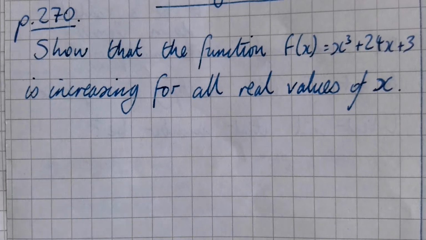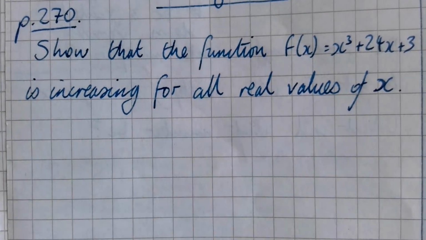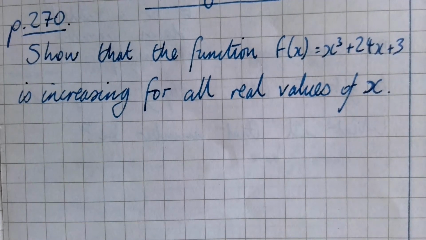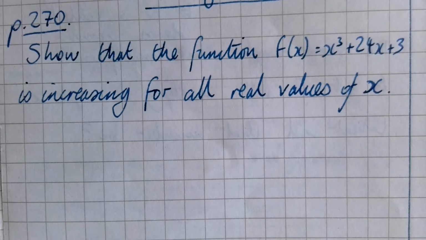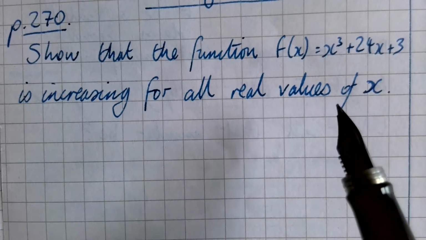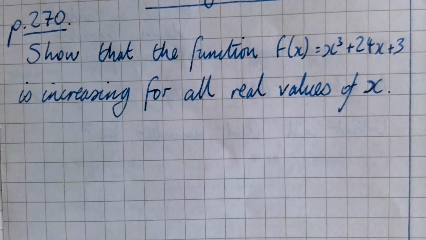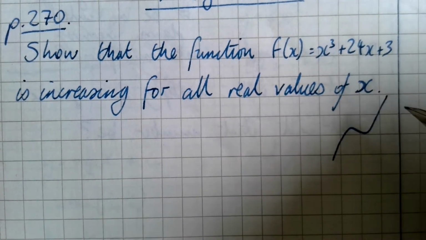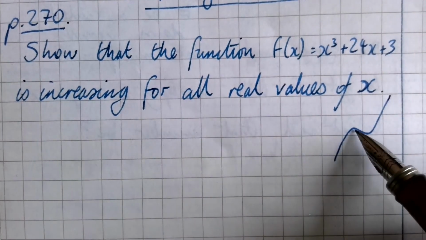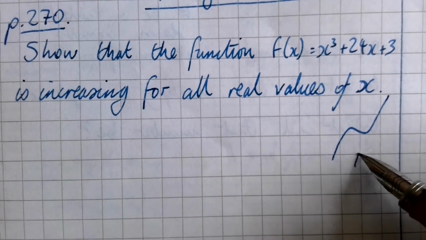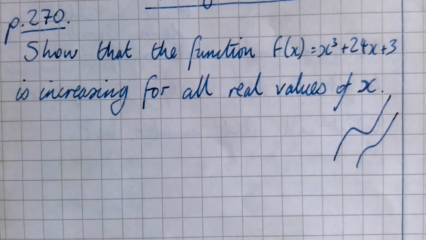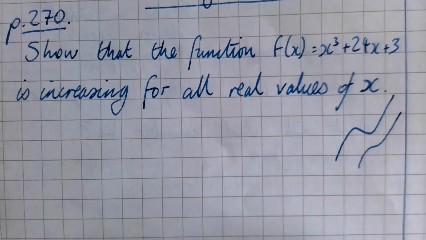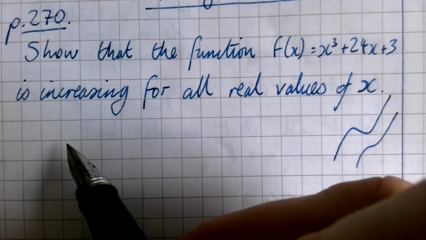Right, here's today's first example. Show that the function of x equals x cubed plus 24x plus 3 is increasing for all real values of x. So what that means is we've got to show that the gradient is always going to be positive. Now cubic graphs, if you remember, do something like that, don't they? Only in this case, this one must never be going down, this one must just be doing something more like that. So all we've got to do is show that it's always positive, and we do that by differentiating.